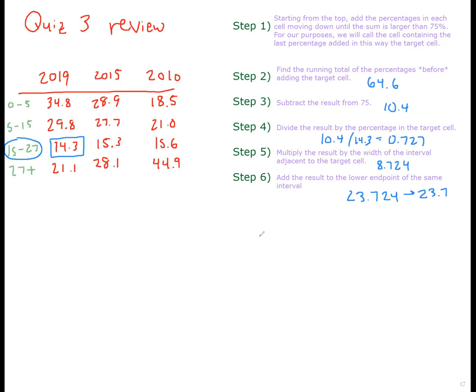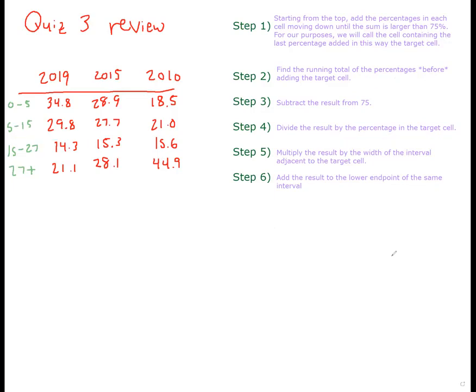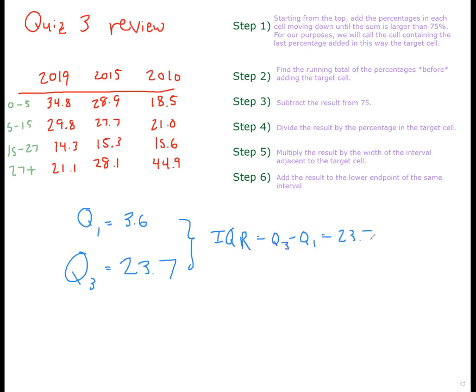Give the value of the interquartile range in 2019 based on your quartiles. Someone's gonna have to remind me what Q1 was. So we have 23.7 there for Q3. What was our answer to number 6? 3.6. Your interquartile range, IQR, is just Q3 minus Q1. So 23.7 minus 3.6 comes out to be 20.1.